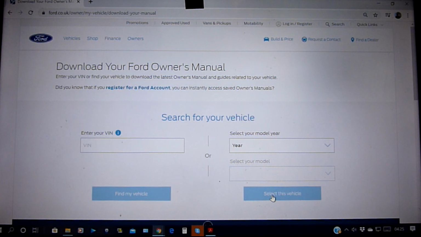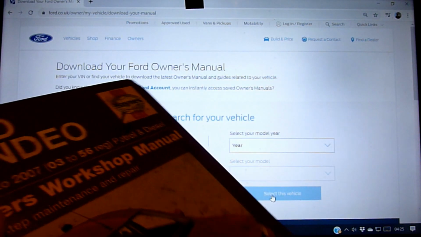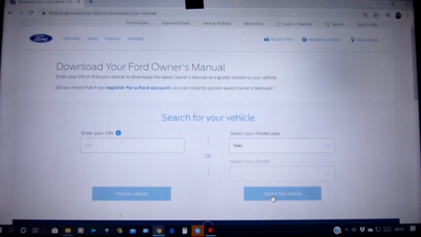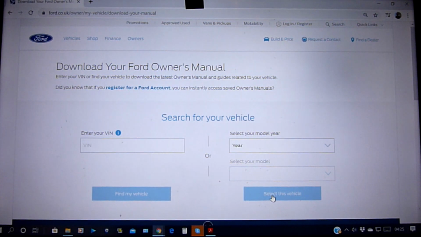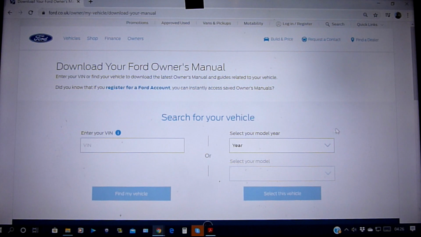In the old days we had the Haynes manual, and in there would be printed specifications, but these days they just don't make them for this car anymore, not for the Ford. You should go to wherever your car's manufacturer is and go to their website. Hopefully there is an e-manual or an electronic owner's manual. For Ford they've conveniently given a bit where you can download your Ford owner's manual.